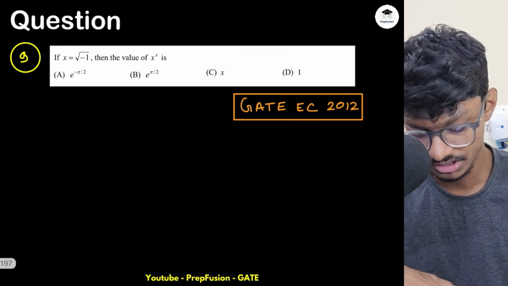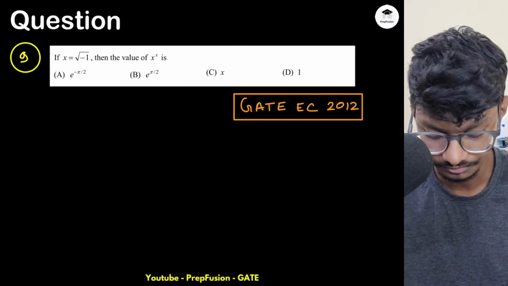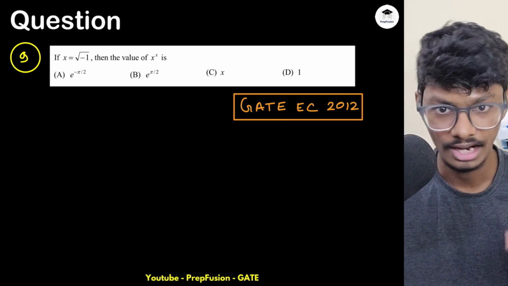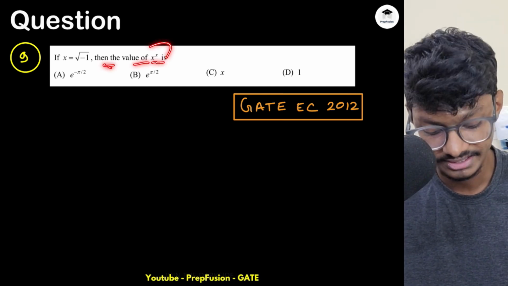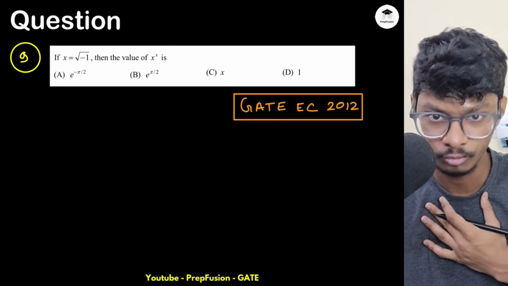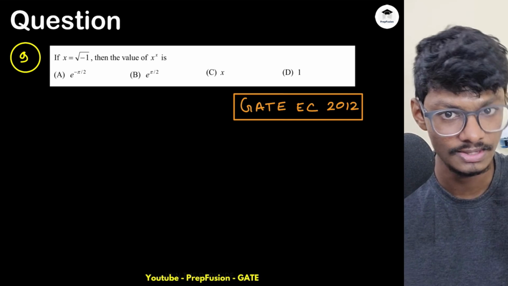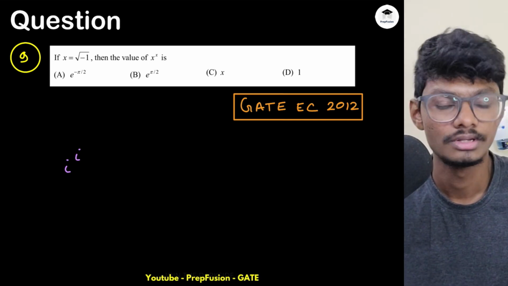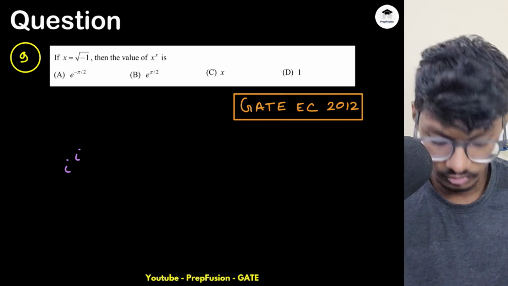So another question that came in GATE EC paper 2012, they have given x is the square root of -1, which is basically i itself, right? Then the value of x raised to power x. What are they asking? They are asking x raised to power x, but we are more comfortable with i, so I will write x as i. So they are asking me to compute the value of i raised to power i, which is a bit difficult for me.